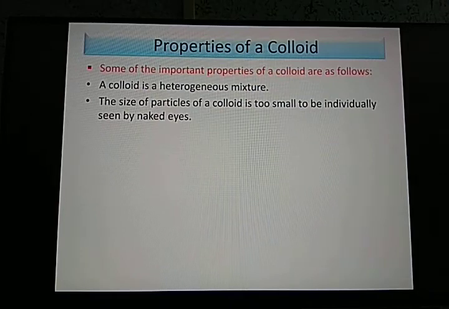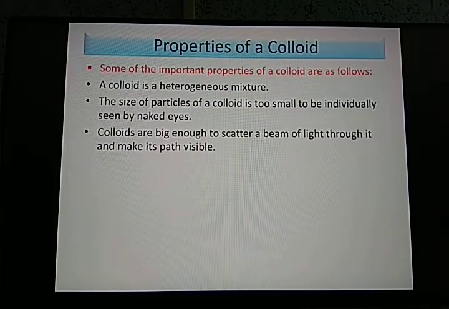Next, the size of the particles of a colloid is too small to be individually seen by the naked eye. This is the property that makes it look like it is homogeneous. The size of the particles is small. If we see through a naked eye, we cannot distinguish it. Other heterogeneous mixtures we can easily distinguish by our naked eyes. Yes, a mixture of sand and water, say suppose, we can easily distinguish it. Also there is a layer of separation, but here there is no such phenomenon going on. As a result, our eyes see it as a homogeneous mixture.